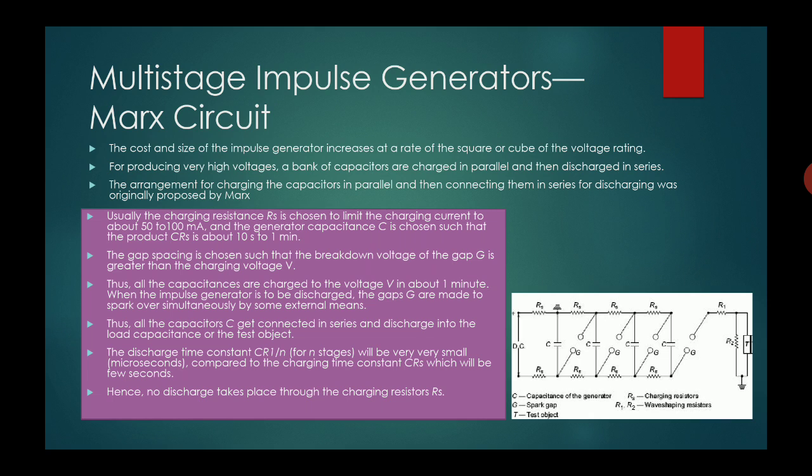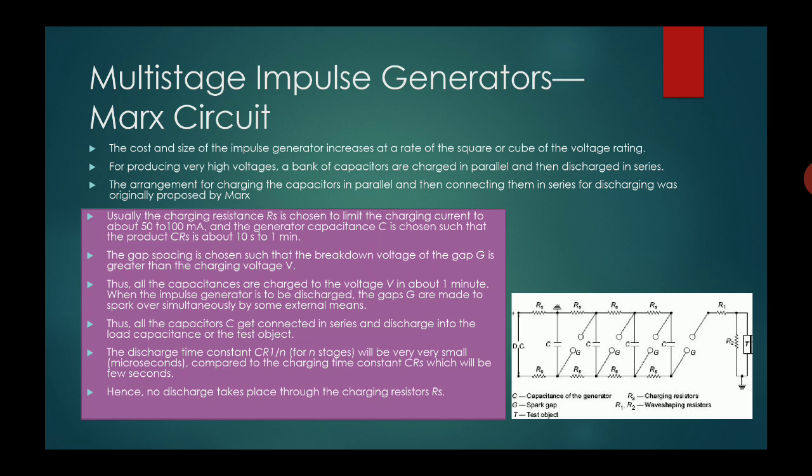The importance of the Marx circuit is that the size of the impulse generator increases at the rate of square or cube of the voltage rating. So if you want more voltage, the equipment required will be more expensive. The Marx circuit is nothing but the arrangement of capacitors and resistances in cascade fashion, which gives you the higher voltage but at a lesser price.